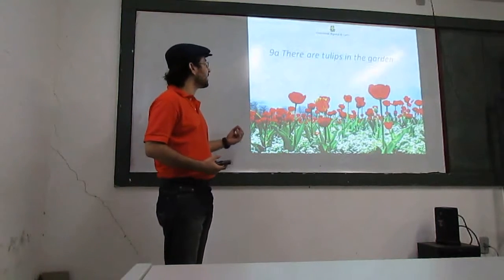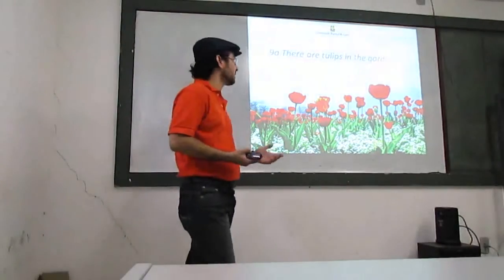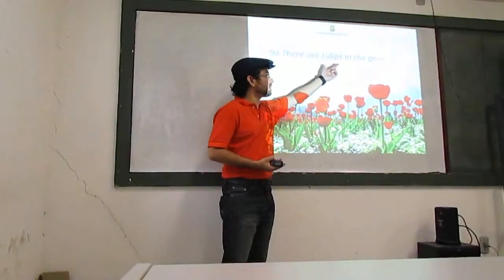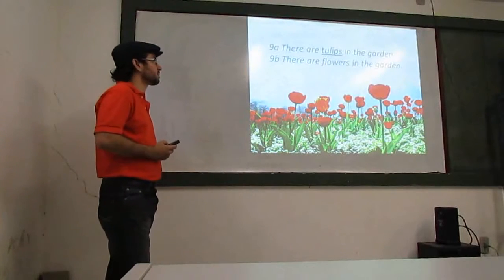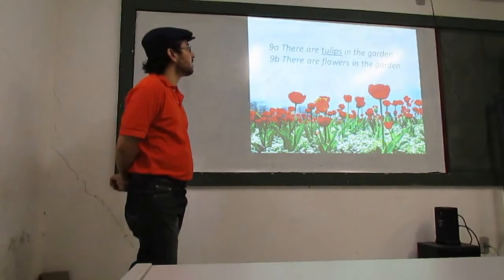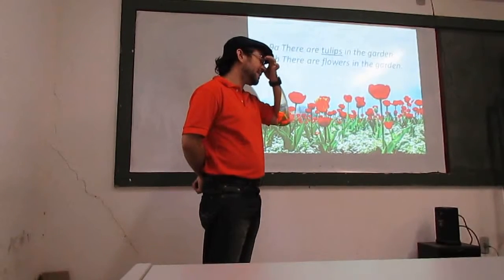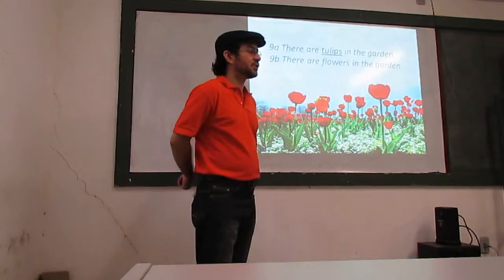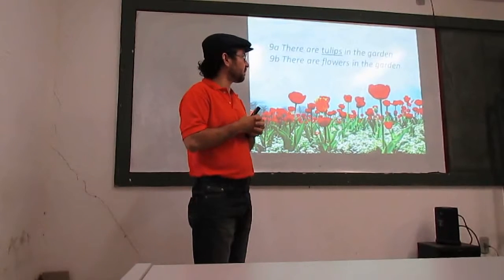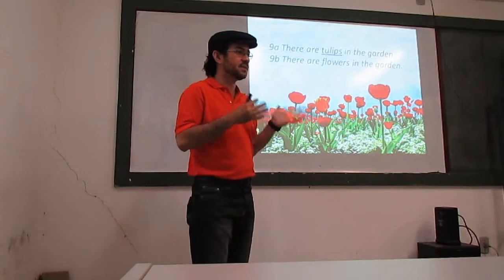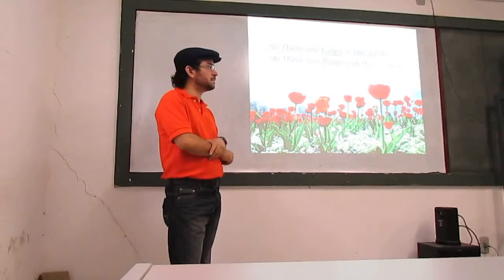Okay, so line A. There are tulips in the garden. Okay, so let's see another version. Line B. There are flowers in the garden. What do you think? The sentences are completely different, or is there a relationship between them? They are similar. Similar or different? What do you think? Why?